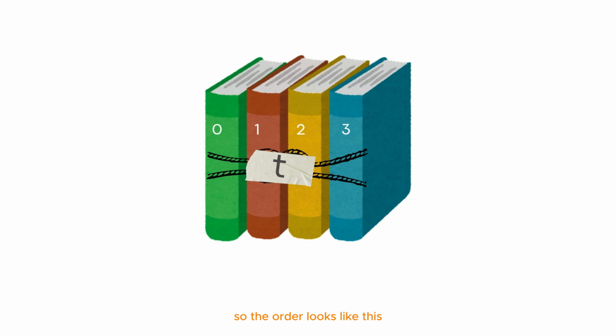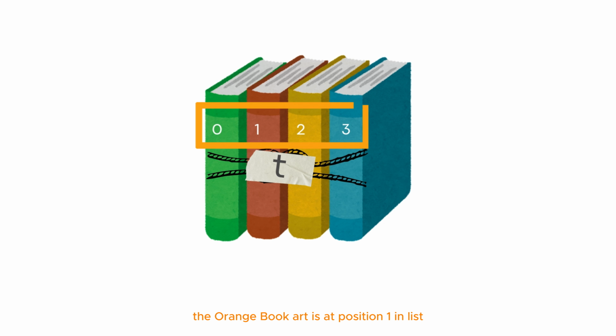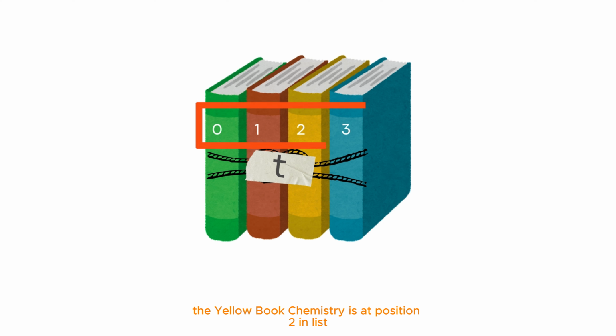So the order looks like this. The green book, Math, is at position 0 in the list. The orange book, Art, is at position 1 in the list. The yellow book, Chemistry, is at position 2 in the list. The blue book, English, is at position 3 in the list.